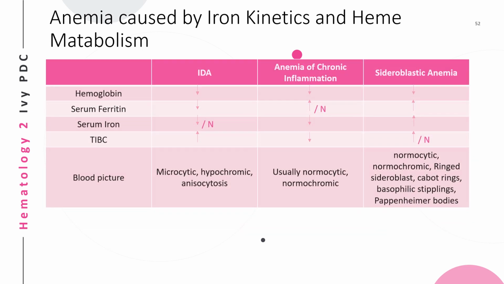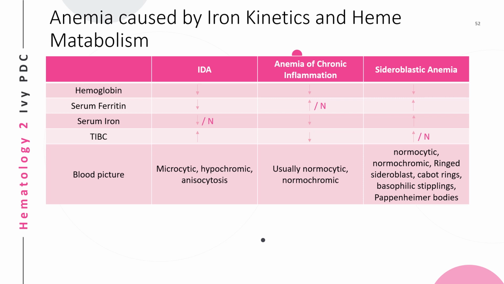These are the different tests showing the results for each of the different conditions. So we have hemoglobin, ferritin, serum iron, and TIBC. For iron deficiency anemia, everything would be decreased except for TIBC, which is increased. For anemia of chronic inflammation, everything will be decreased except for serum ferritin, which is increased. And in sideroblastic anemia, everything is increased except for hemoglobin, which is decreased.